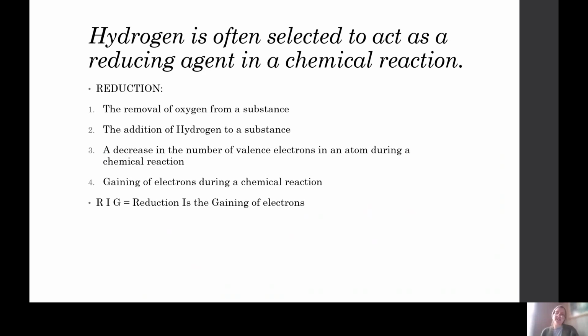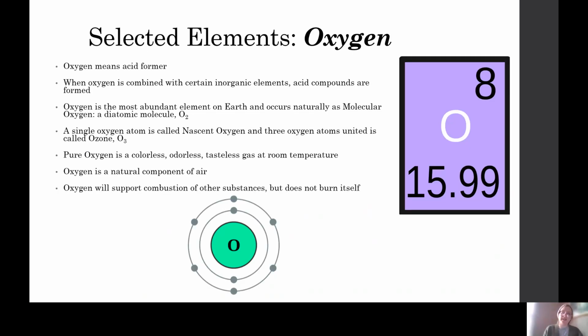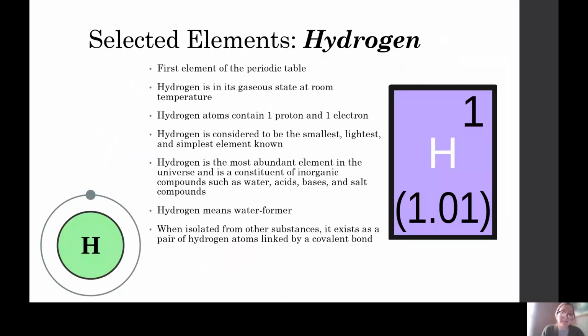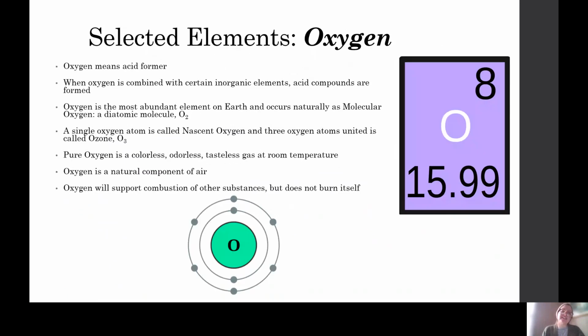Then we have oxygen. Whereas hydrogen meant water former, oxygen is an acid former. And when oxygen is combined with certain inorganic elements, acid compounds are formed. Oxygen is the most abundant element on Earth. So hydrogen was the most abundant element in the universe. Oxygen is the most abundant on Earth.